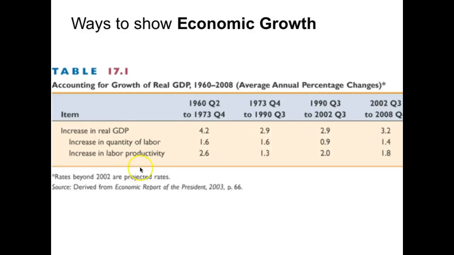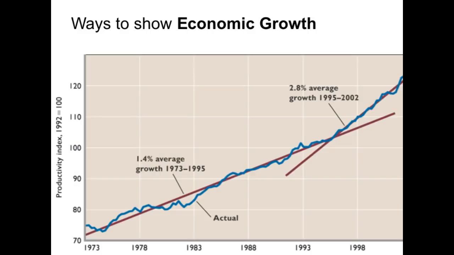We can look at things like how much did real GDP grow during this era of the 60s, or from 1973 to 1990, or from 1990 to 2002. And we can actually break that down into increases in the quantity of labor versus labor productivity. So you can see in this particular era, we had more than 2.5% growth in labor productivity. We have not equaled that again, right? We saw big increases in labor productivity, also increases in labor, but those are not quite as important to growth as increases in productivity.